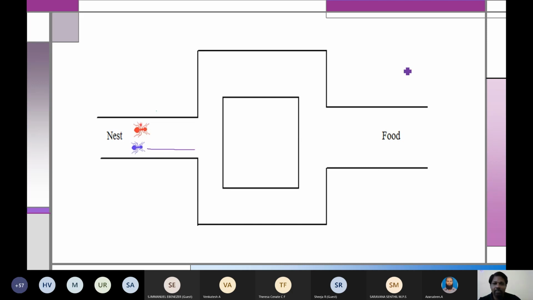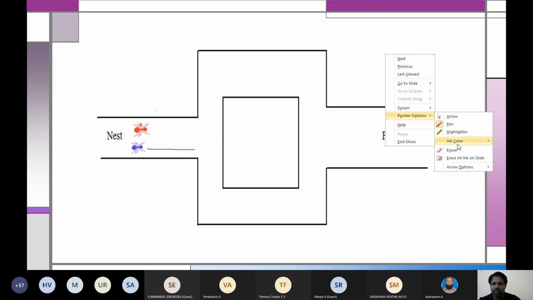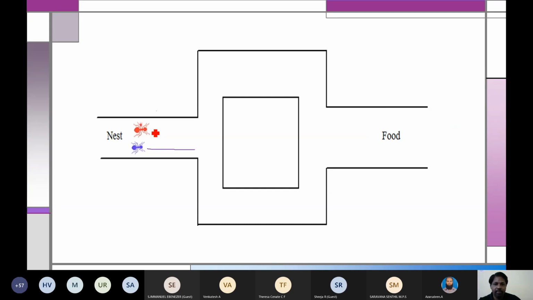So the purple ant is coming here and the red ant is also coming here. Now the thing is that I have 2 paths, but by seeing the diagram, you can understand both of them are identical, right? The distance is the same for both.